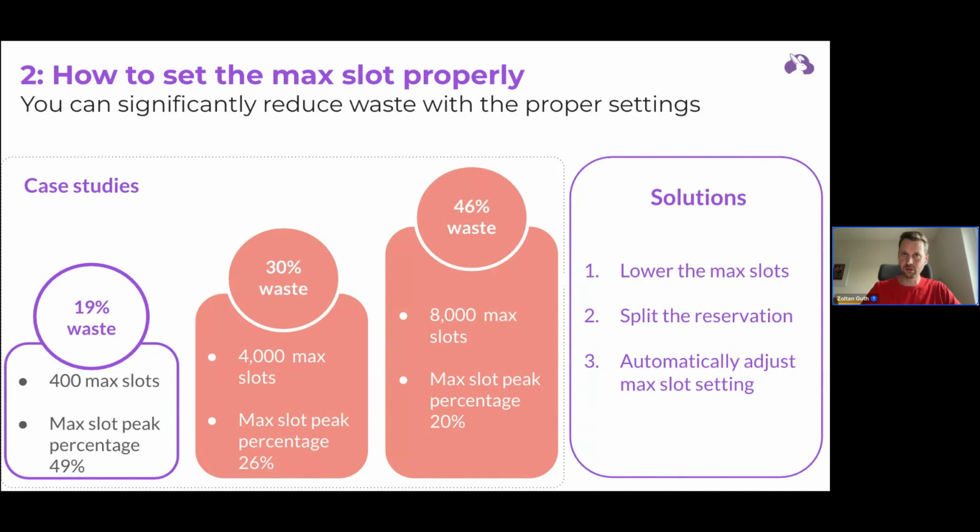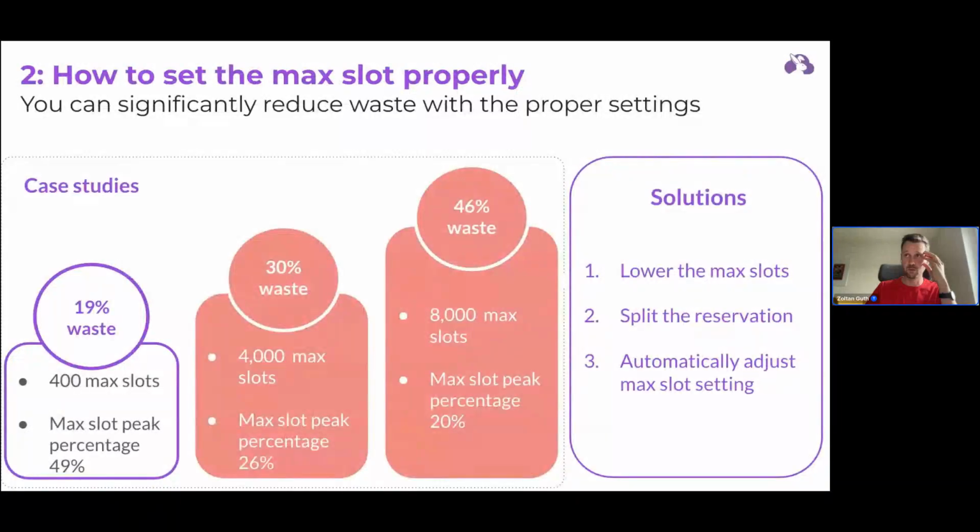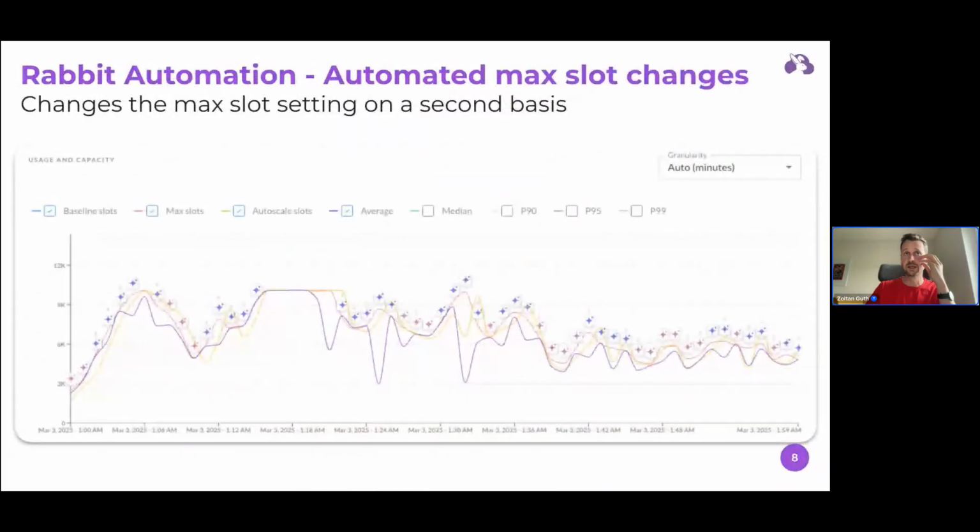But if you are looking for a bigger saving, if your waste is too high, then let me show you one feature that we built, because with Rabbit we are able to automatically change the max slot setting on a second basis. And basically that's the best scenario, because with that type of granular changes, you are able to save a lot.